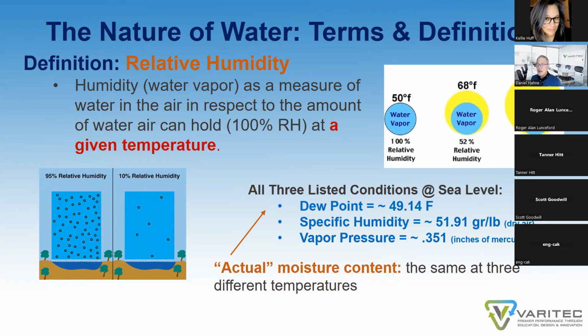However, if we look at absolute metrics for determining water content in a sample of air, we notice that under all three different temperatures and relative humidity conditions, the dew point of the sample of air is always the same, approximately 49 degrees. The specific humidity is always the same, 51.91. And the vapor pressure remains the same because vapor pressure is associated with absolute moisture content. Because of the relative nature of relative humidity, ASHRAE standard 62.1 2019 has moved away from relative humidity as a design standard and is moving towards dew point. And that's a good move because dew point conditions are not impacted by temperature.